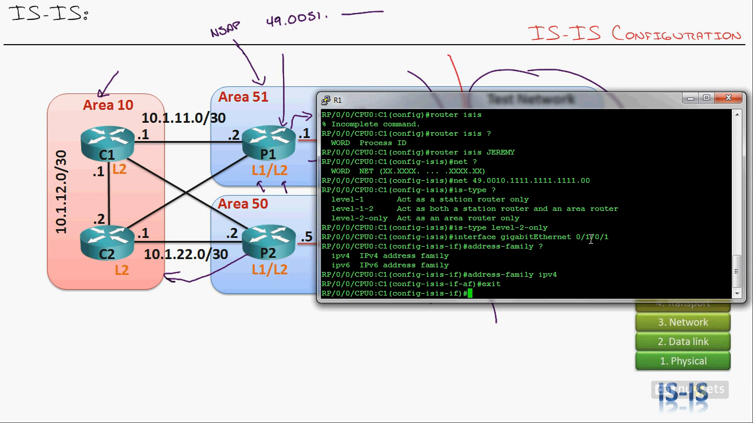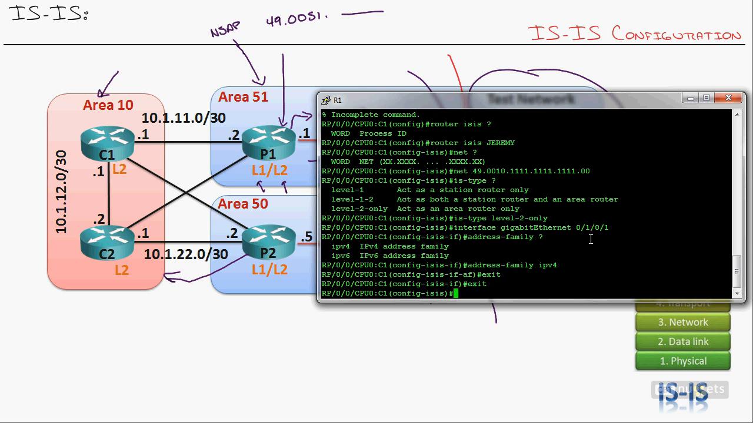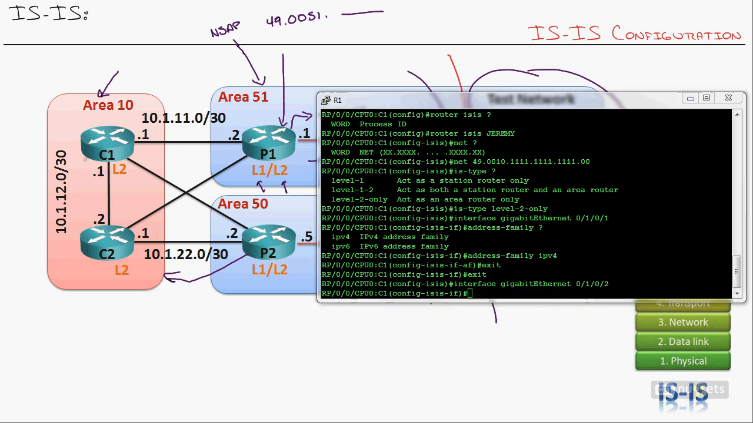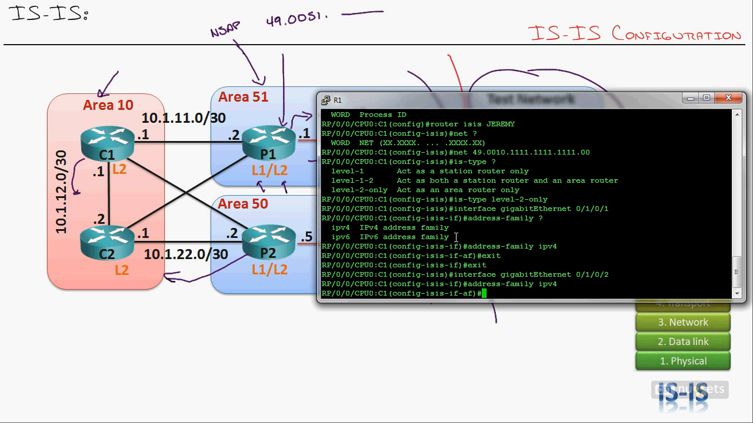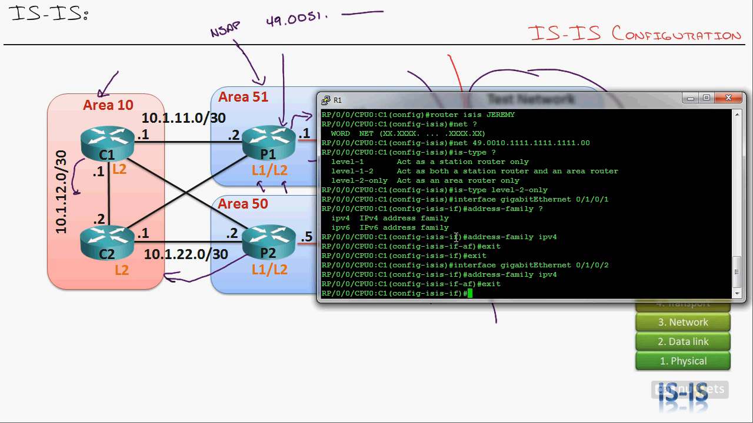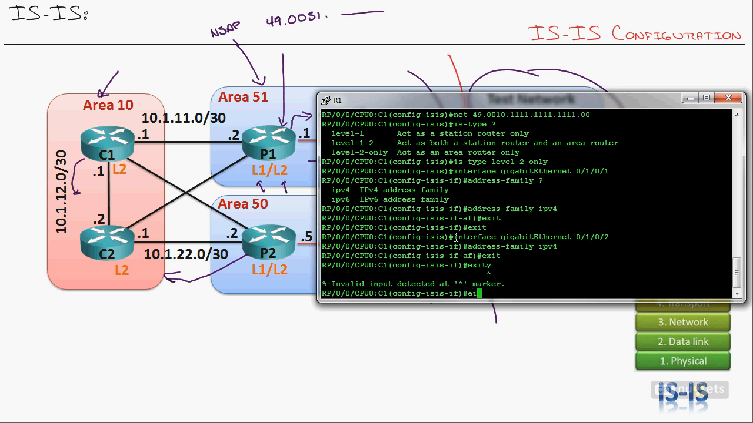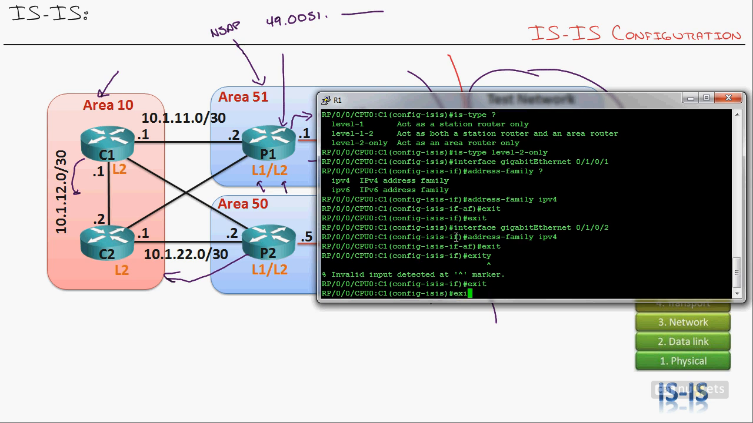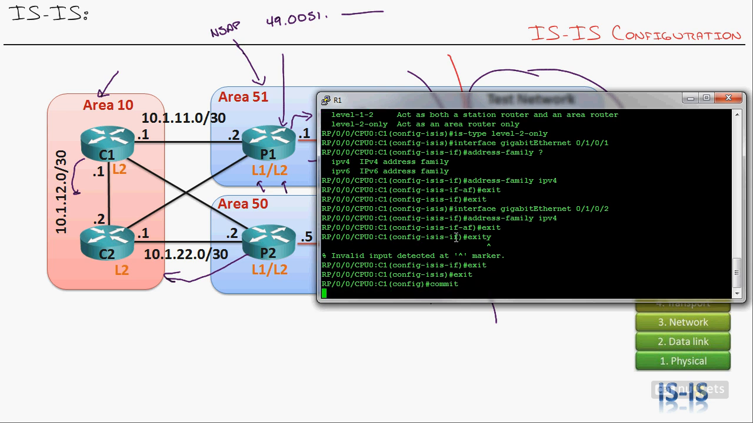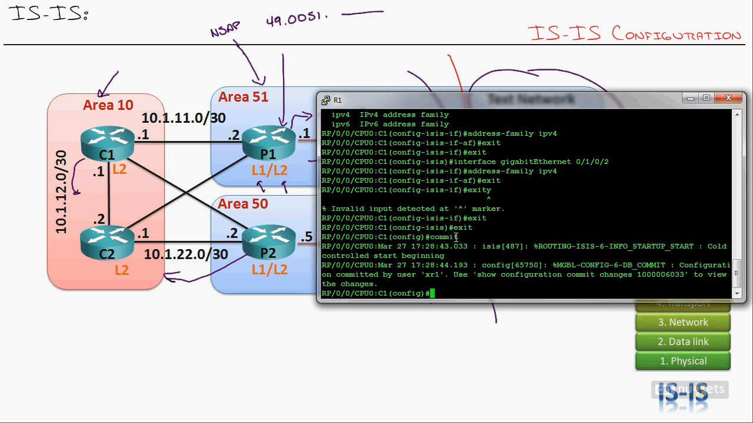So then I'm going to go back under here, and I'll bail out of the gig 0/1/0/1, and I'll do interface gigabit Ethernet 0/1/0/2, which is going to be this link here between core 1 and core 2, and I'll do address family IPv4. That's kind of like your IP router ISIS command, turning it on for the IPv4 family. Exit, exit, exit, exit, and commit. ISIS is now running on this router.